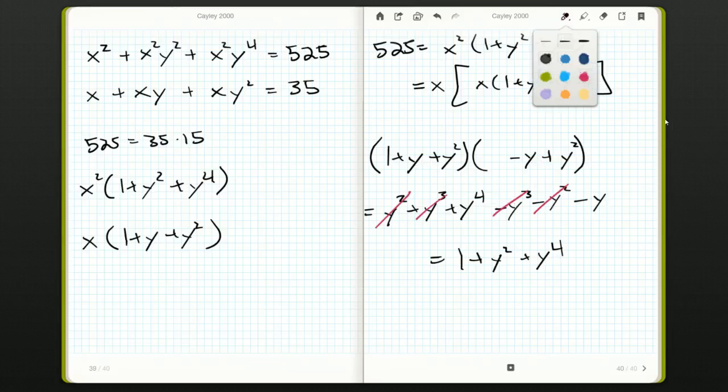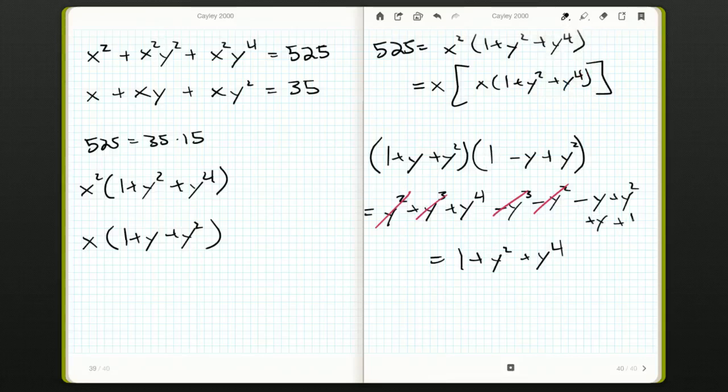Okay. So we need to get another term of y squared in here, because both of our previous y squareds cancel each other out. Well, if we multiply y squared by 1, we'll get plus y squared plus y, and these guys are going to cancel out, plus 1. So it turns out that everything worked out, and we get y to the fourth plus y squared plus 1. So we can indeed write it as a factor.